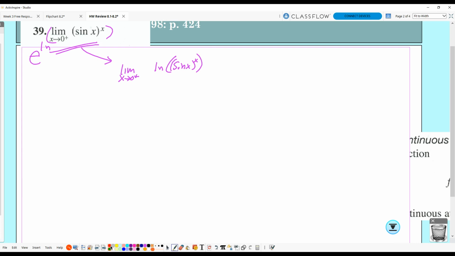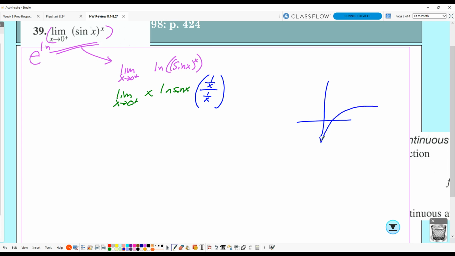Ethan, what can I do with this now? Could you move the x to the front? Sure can. Move the x down here. Does L'Hopital's apply? No, not yet. Isabel, what do I have to do? I've got to use the trick that I mentioned in the videos, which was force L'Hopital's to apply, because right now this is 0 times negative infinity. Do you guys realize that? Sine approaches 0 from the right, from the positive side. So it's natural log of really, really close to 0, which is negative infinity.